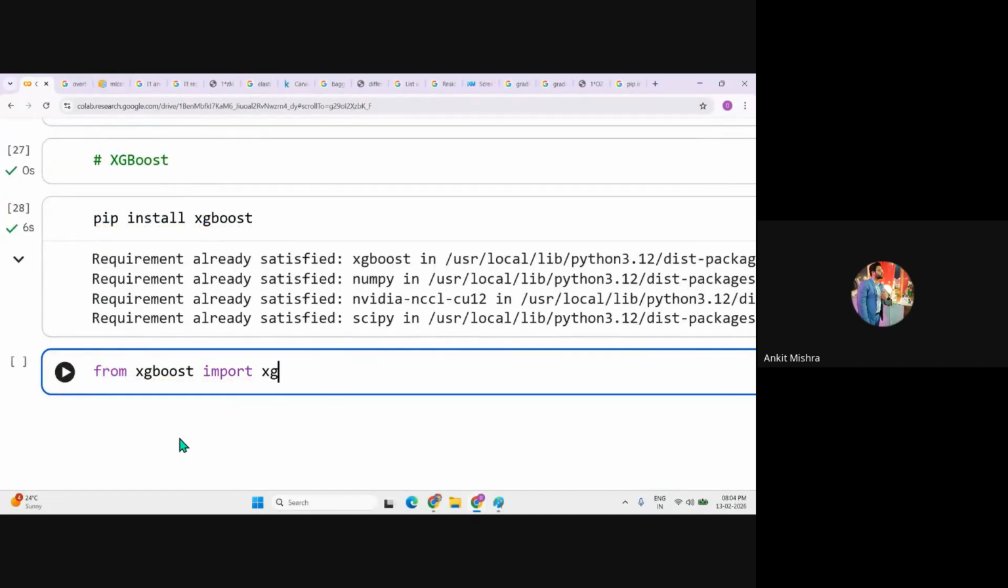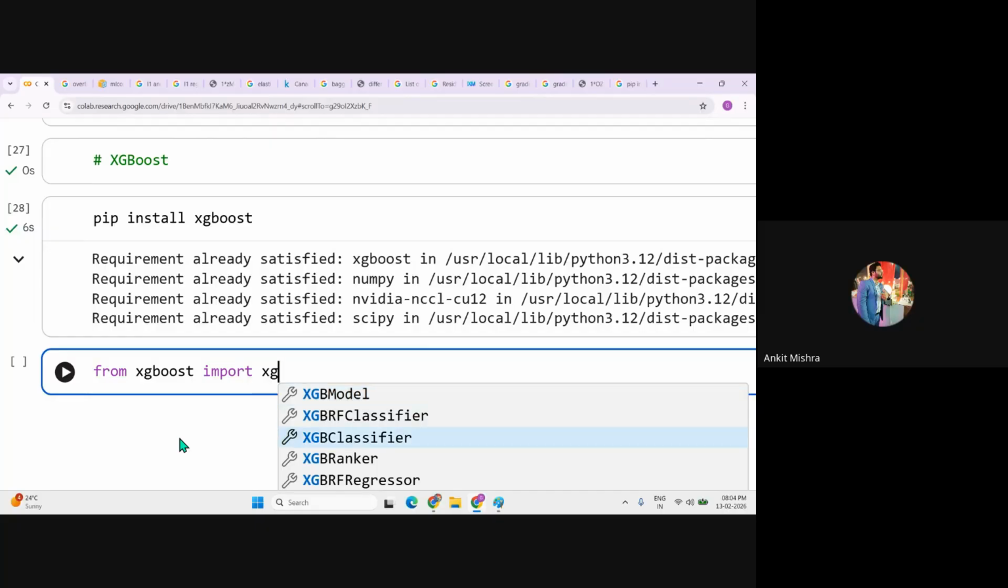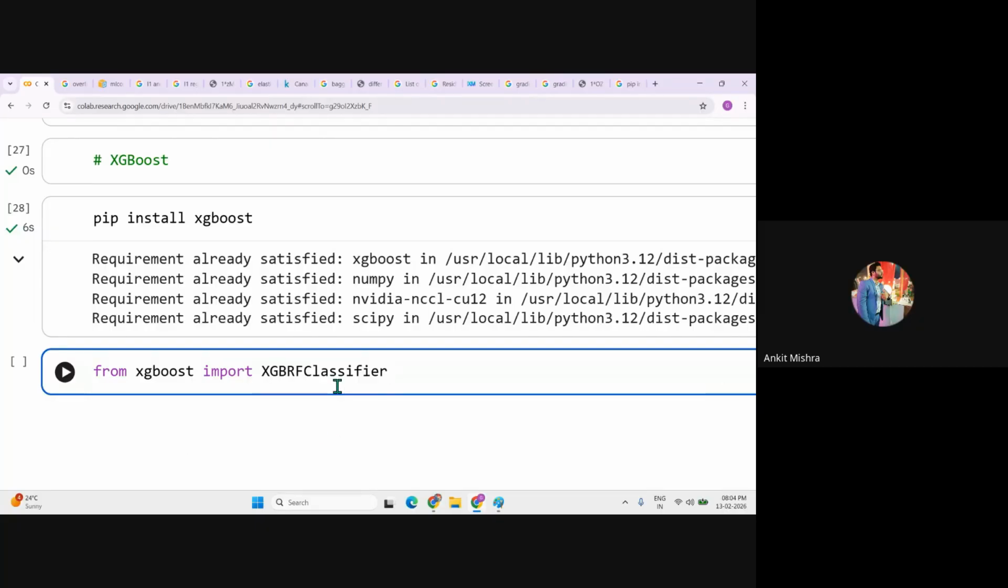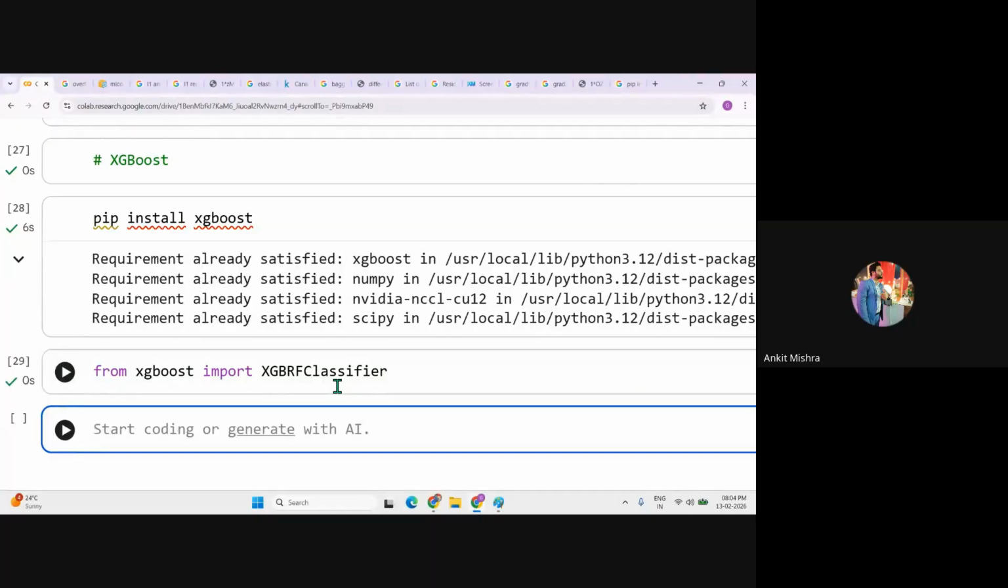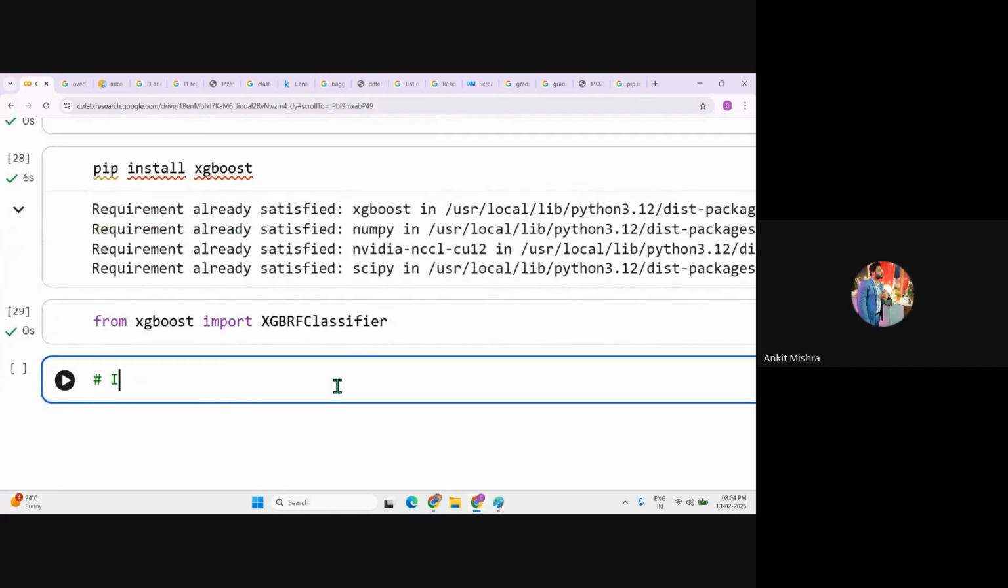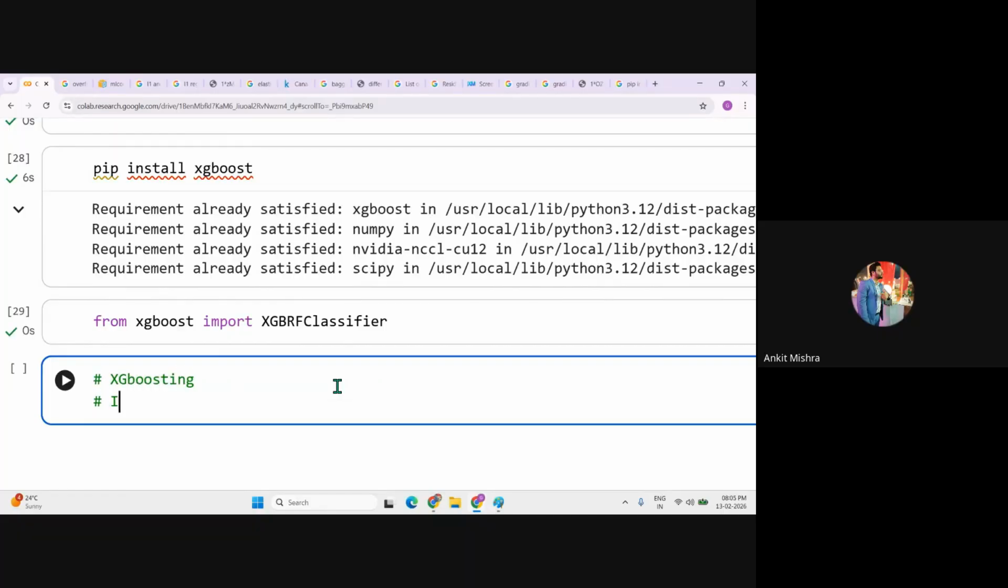You can import XGBRegressor and XGBClassifier, right? XGBoost, like the regressor, or you can use it for the classifier as well. Whenever it is recommended to use L1 and L2 techniques, then you can use boosting like extreme gradient boosting. Let me just write this: XGBoost by default uses a regularization technique.